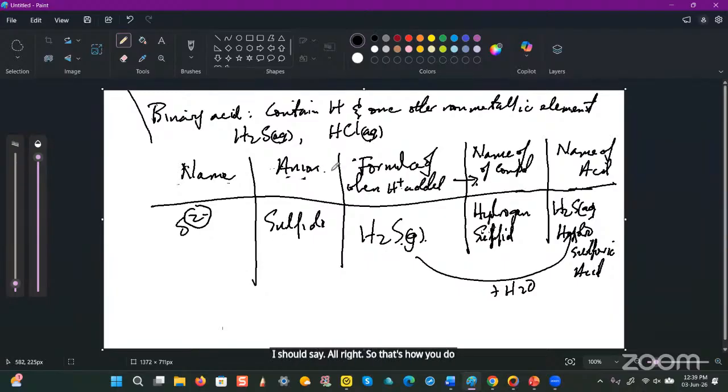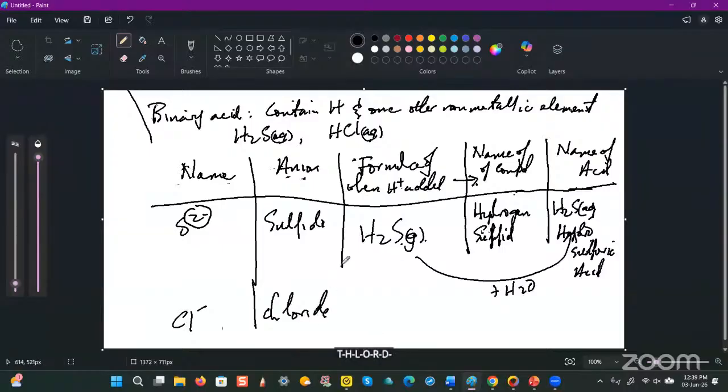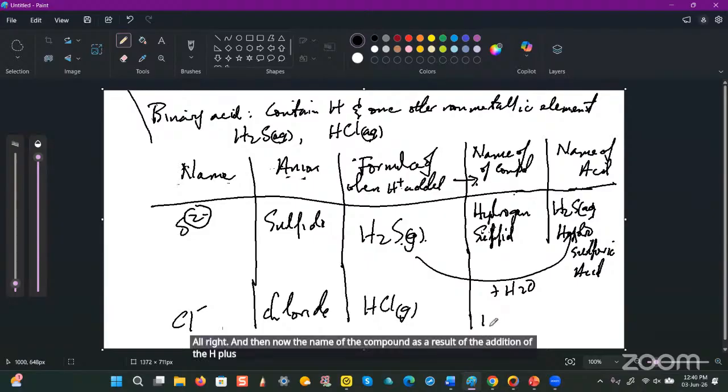So in the case of the other example, you have chloride. Now in this case, you only need to add one hydrogen ion to form HCl, which is also a gas, all right? And then now the name of the compound as a result of the addition of the H plus, that is called hydrogen chloride.